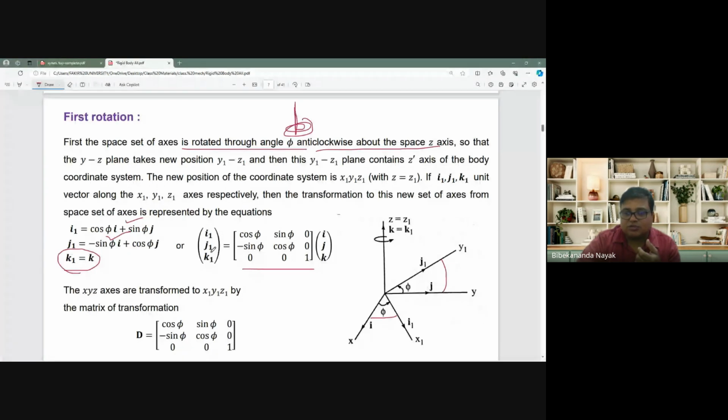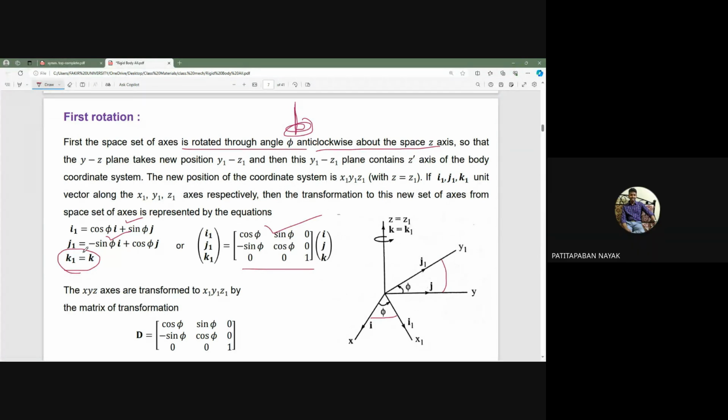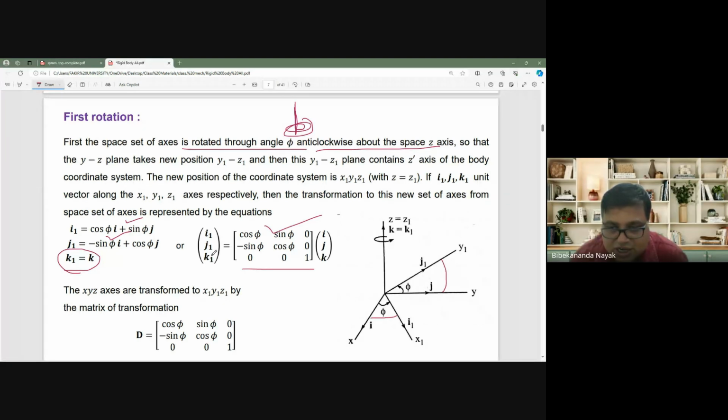Or in matrix form, I can write i1, j1, k1 is equal to the matrix cos phi, sin phi, 0; minus sin phi, cos phi, 0; 0, 0, 1, times i, j, k. You know this in two dimensions. So let's take this matrix as D. The first rotation is rotation about the z axis through an angle phi.